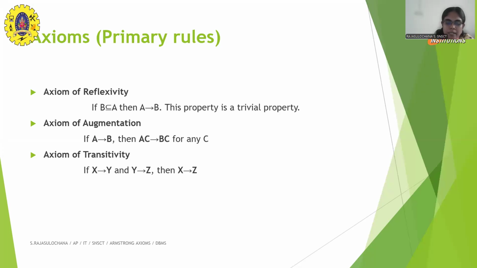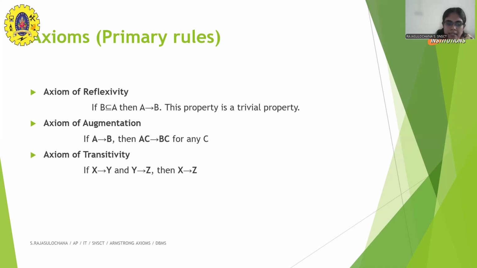So this property of Armstrong axiom is called as trivial property. So this is the foundational principle which states that if you have a set of attributes, the functional dependency exists between the set and itself. So this is called as trivial property. For example, consider an attribute student ID. We can state that the student ID automatically determines student ID, which is a trivial property or axiom of reflexivity.